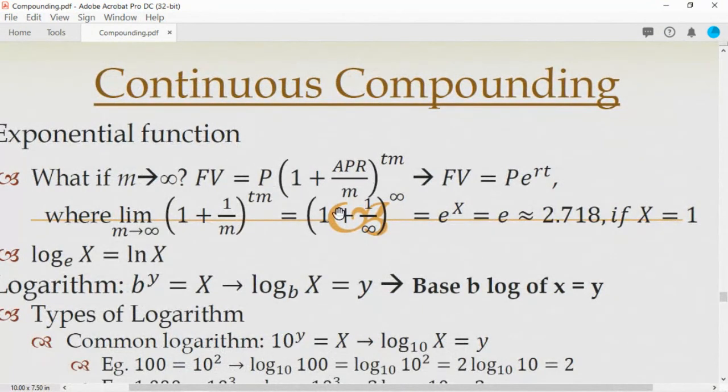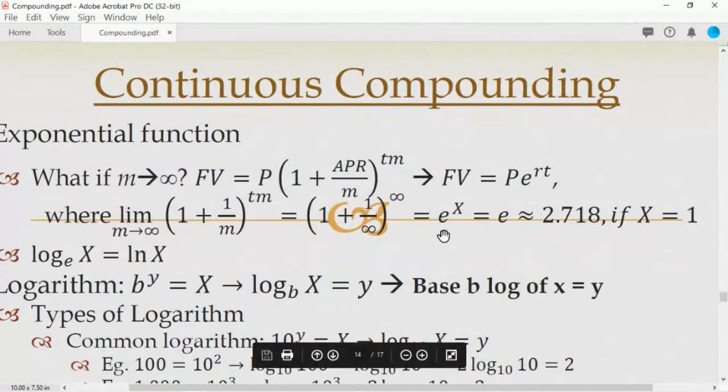What is this part? 1 plus APR over M, raised to T. But forget about T. And forget about P, because later you can just multiply by P, right? So focus on this part only: 1 plus 1 over M.